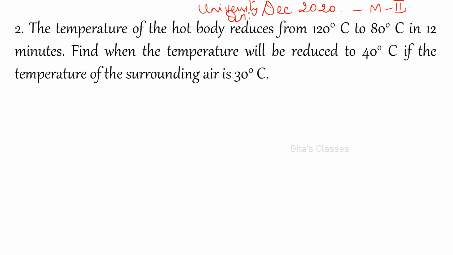Okay. So direct question only again. The temperature of the hot body reduces from 120 degrees centigrade to 80 degrees centigrade in 12 minutes. Find when the temperature will be reduced to 40 degrees C if the temperature of the surrounding air is 30 degrees. So what is given? T naught is equal to 30 degrees C.